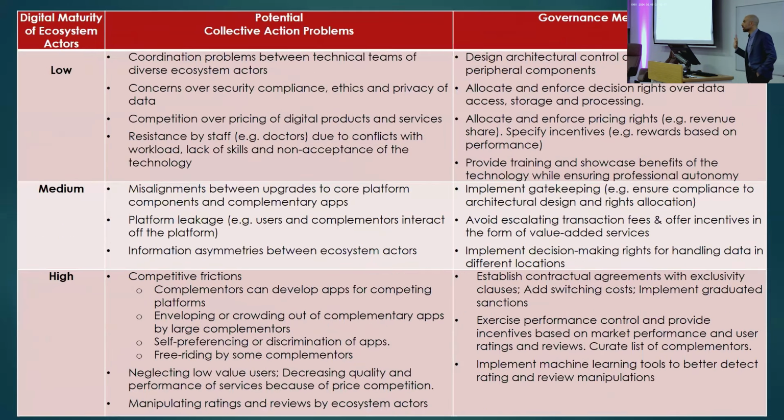The book also discusses the potential collective action problems that may emerge depending on the digital maturity of each actor, from coordination problems around interoperability between complements to concerns over security and privacy, competition over pricing of services, but also a potential decrease in the quality and performance of the different services that are provided, right? And for each of these collective action problems, the book discusses possible governance mechanisms while providing examples from different types of services. And again, these solutions and recommended actions will vary depending on the type and scale of the ecosystem under focus.